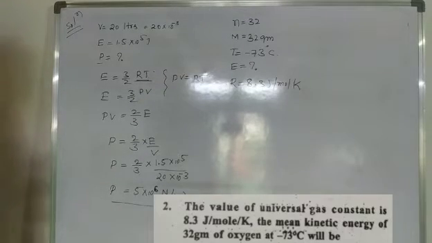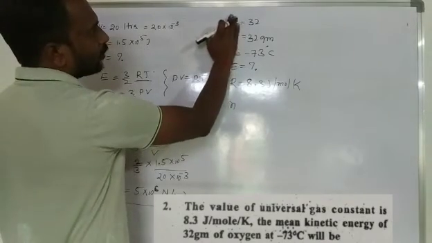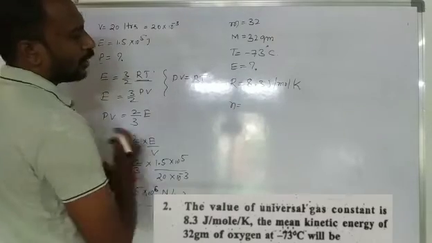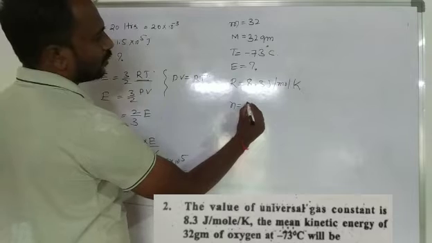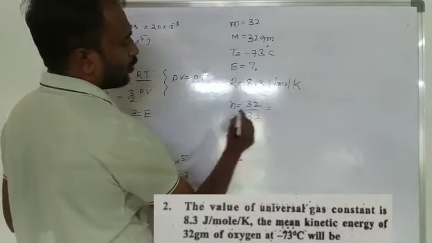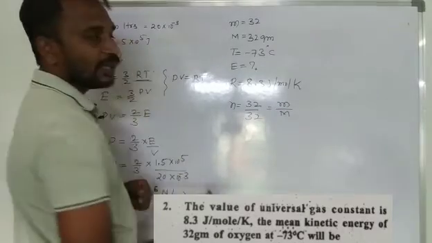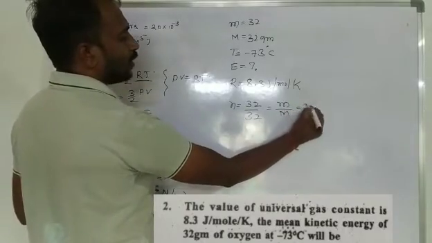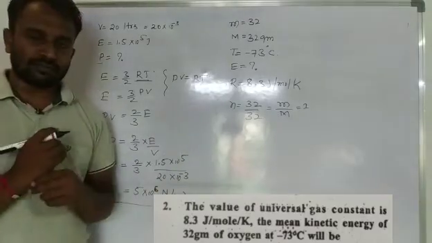Okay, so here we want to calculate energy. First, we want to calculate the number of moles, so 32 divided by 32. Why? Because number of moles is equal to given mass of the gas divided by molecular mass. 32 by 32, we get 1. So we already get the n value.